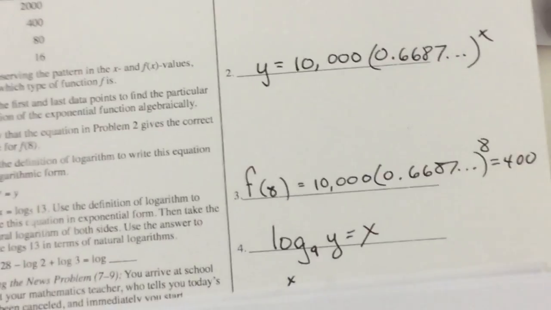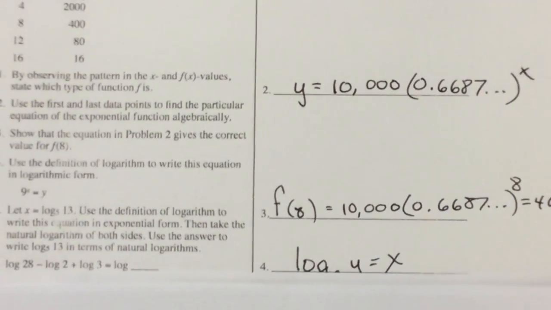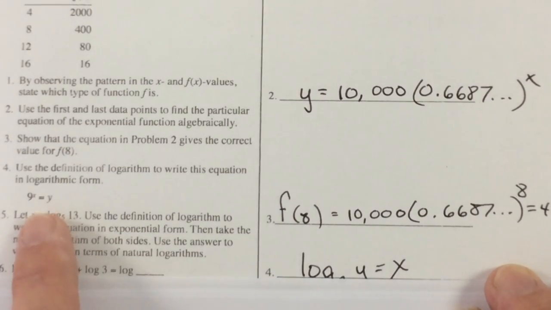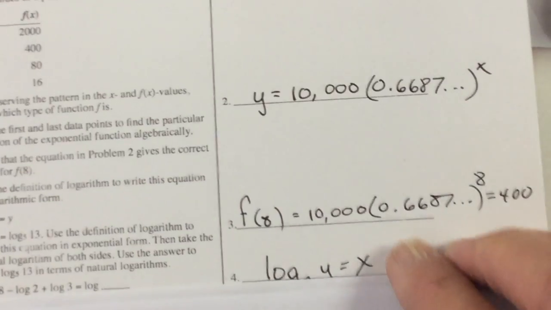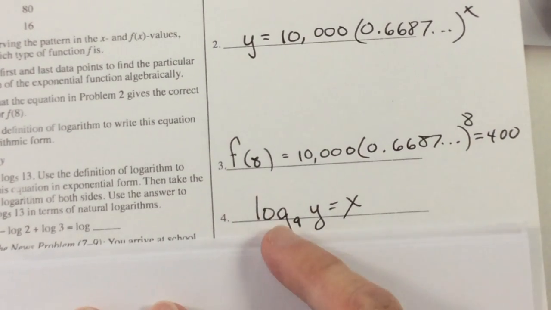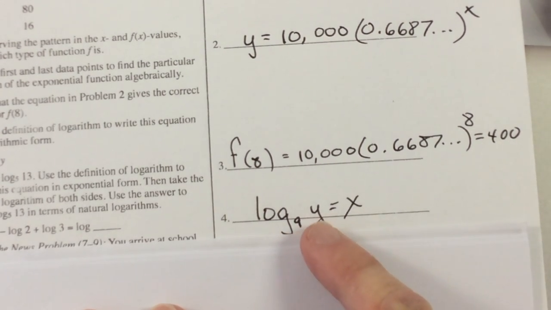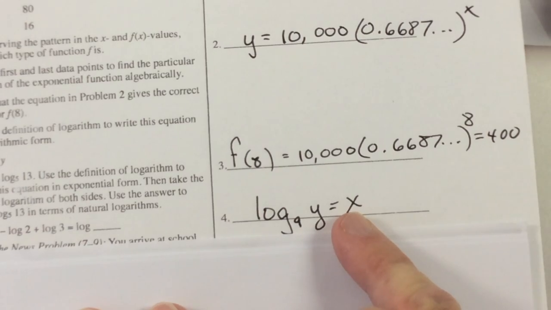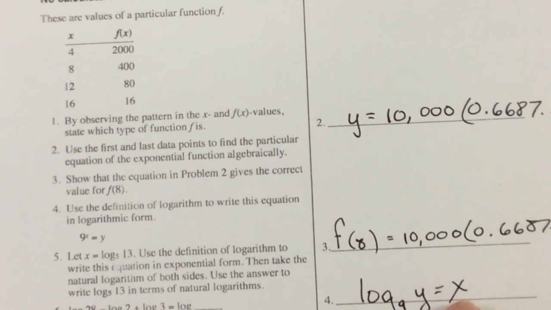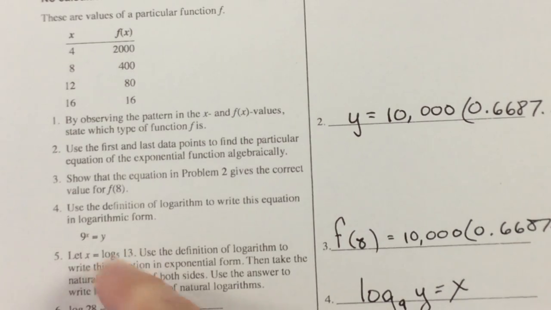Thank you very much. The log problem said take 9 to the x is equal to y and write it as a logarithm equation. And that means that you're asking, what exponent would you have to raise 9 to get y? And the answer is x, because 9 to the x is equal to y.